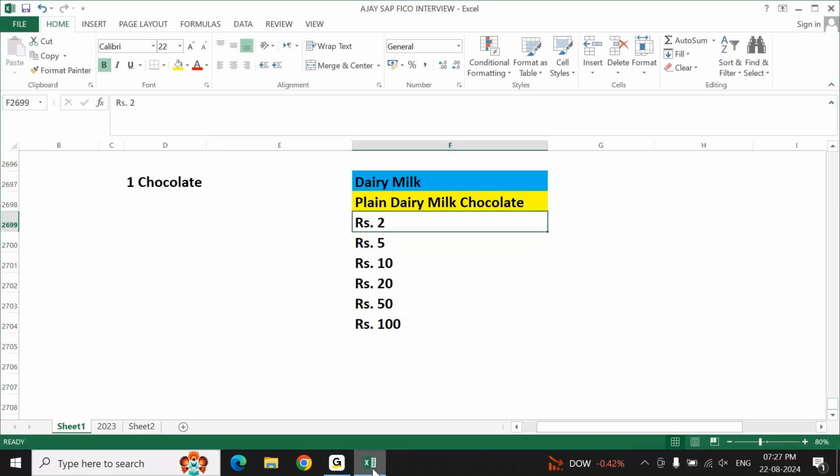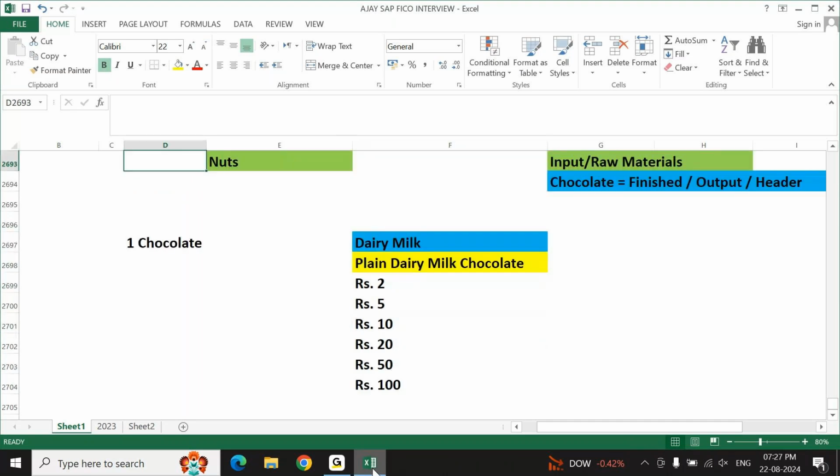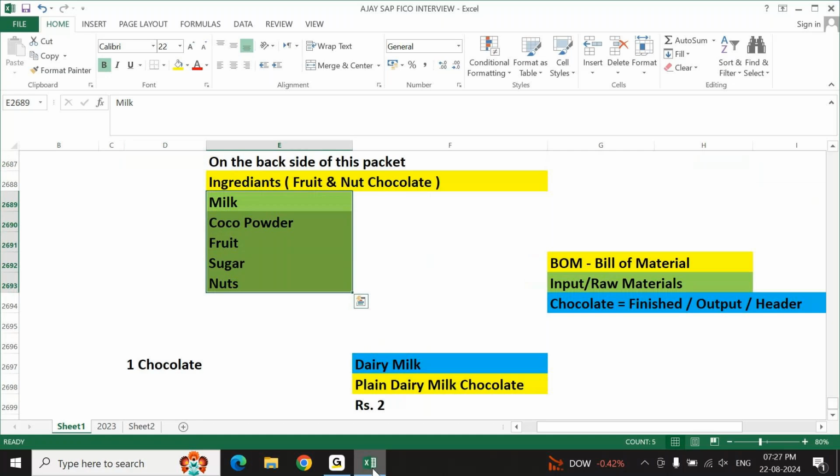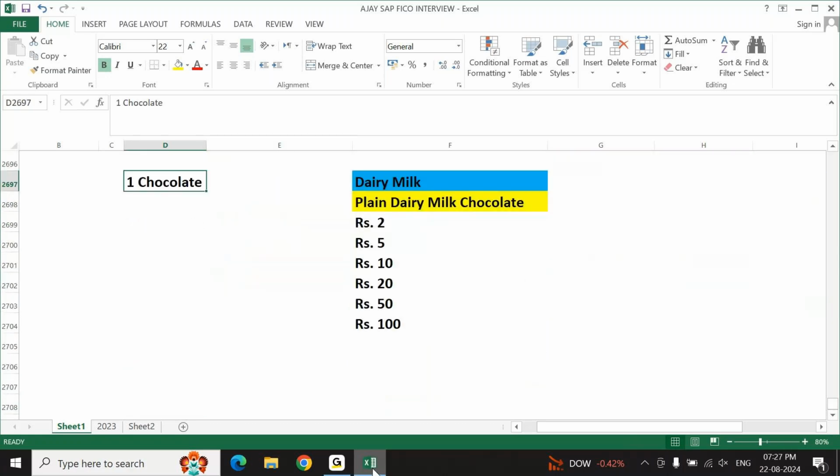Now, these are your different output materials. For me to do it, let's say these are all my input materials. Now I need to make sure every time I'm manufacturing a chocolate, it comes out with the same taste. Agree? Yes, sir. Every chocolate should come out with the same taste.